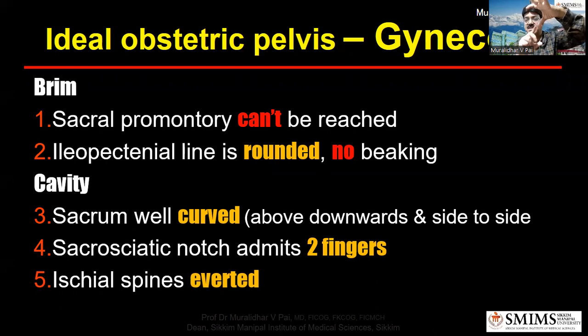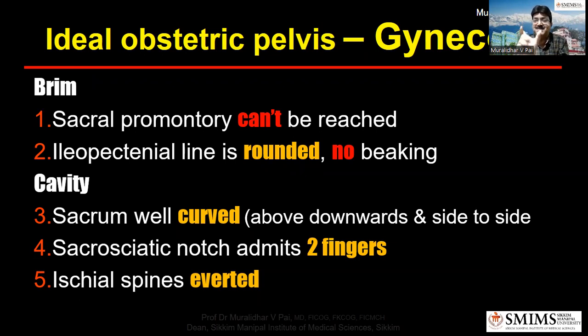The next point is obviously the ischial spine. This is the ischial spine. So I just came from sacrum sideways, sacrosciatic notch admits 2 fingers. Then I get this ischial spine. This should be everted outside. If it is jetting inside, both the spines are jetting inside, if they are prominent, that means the mid cavity is narrow. Everywhere I told you, remember 10.